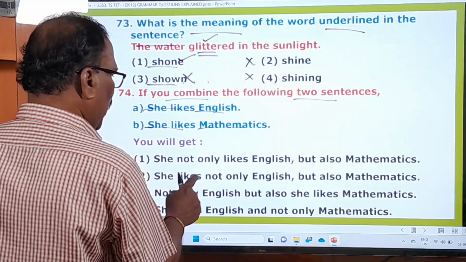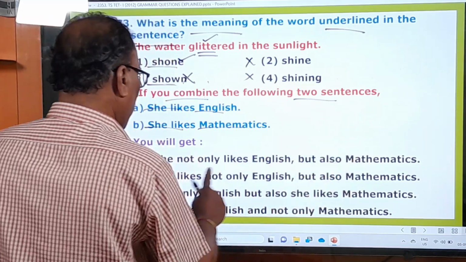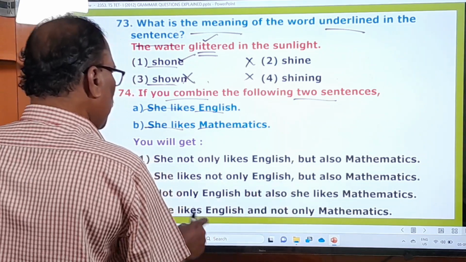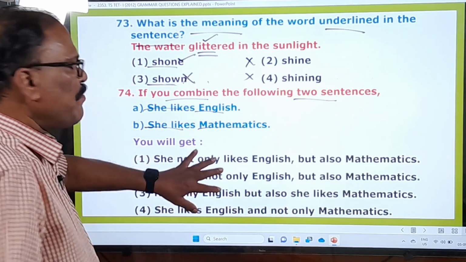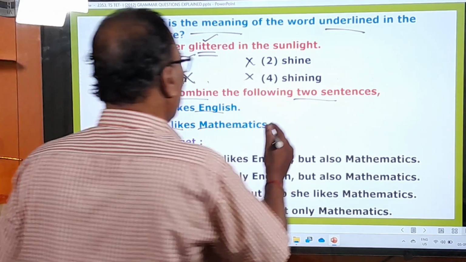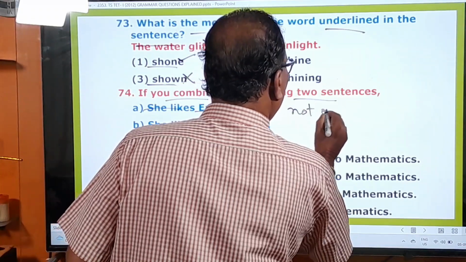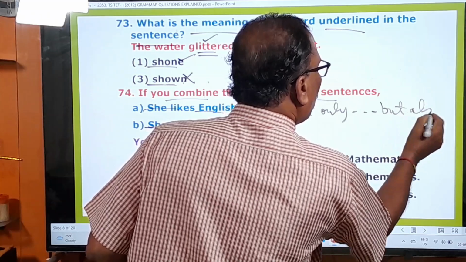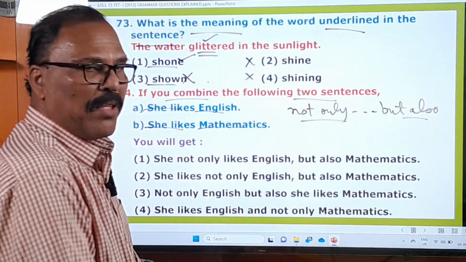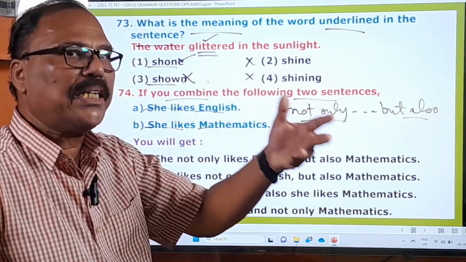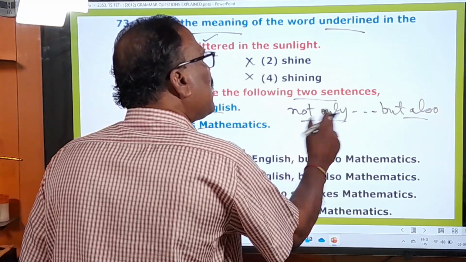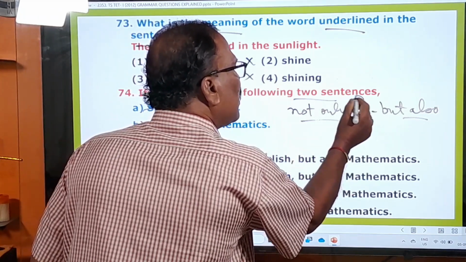What are the options given? She not only likes English but also mathematics. She likes not only English but also mathematics. She not only English but also likes that. So in all these examples, he has used "not only". This is "not only... but also". This is a coordinating conjunction. This is also called a correlative conjunction, right? Whatever it is, this is used immediately before the word it joins.